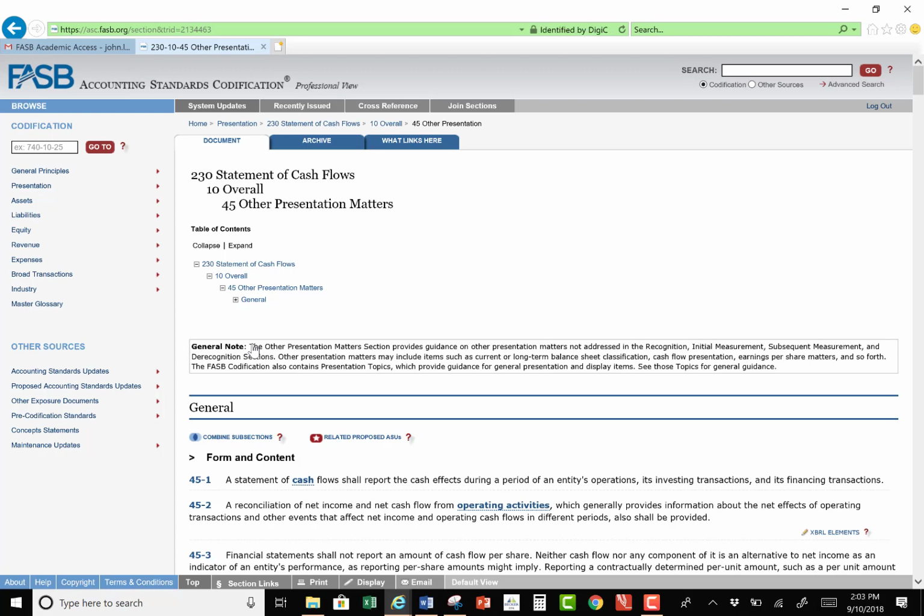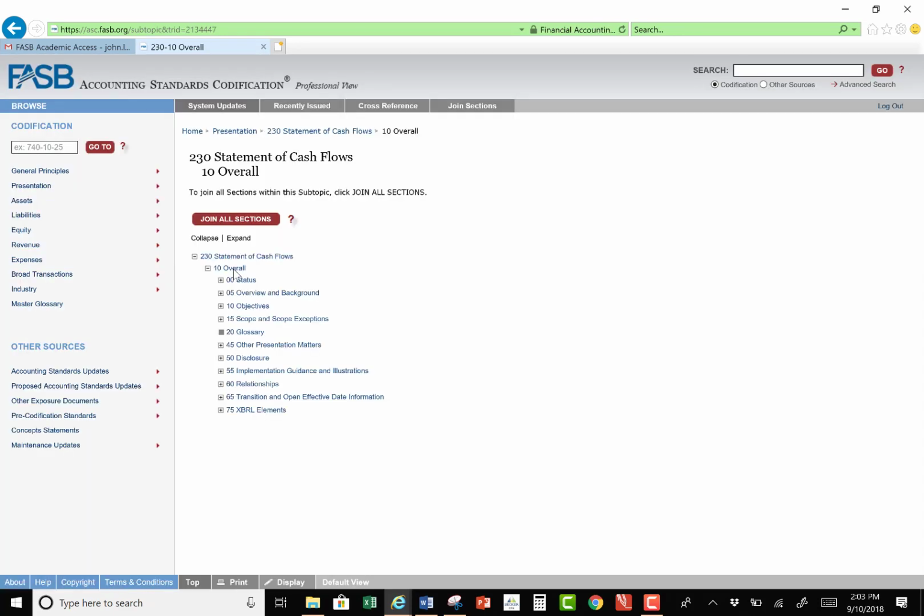You go back to overall. You could think that's a disclosure issue, but disclosure issues are usually talking about footnote disclosure. That's not what they asked you. They asked you about a presentation matter, something on the face of the statement of cash flows. So now we're into section 45, and all we need is the specific paragraph that would answer the question about cash flows per share.